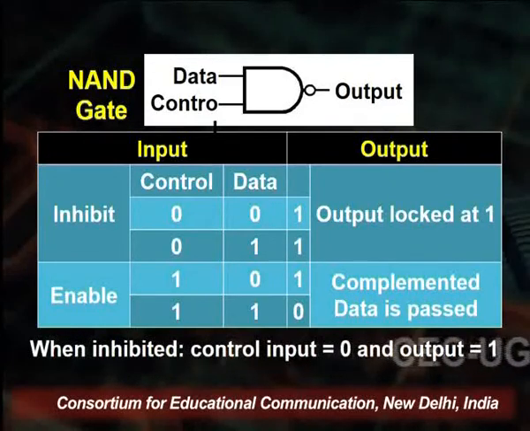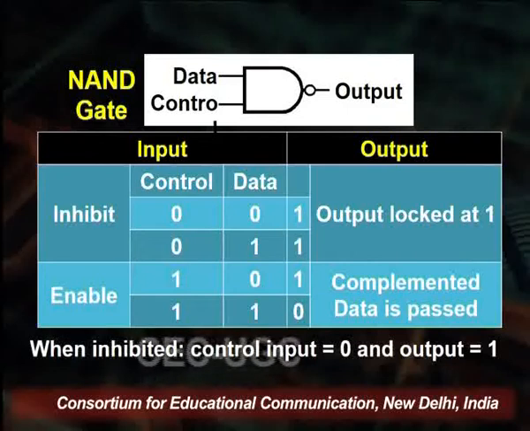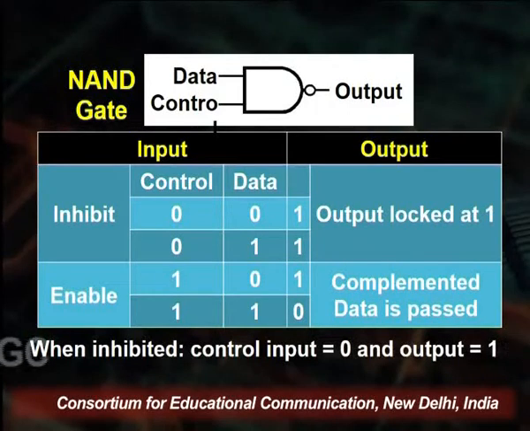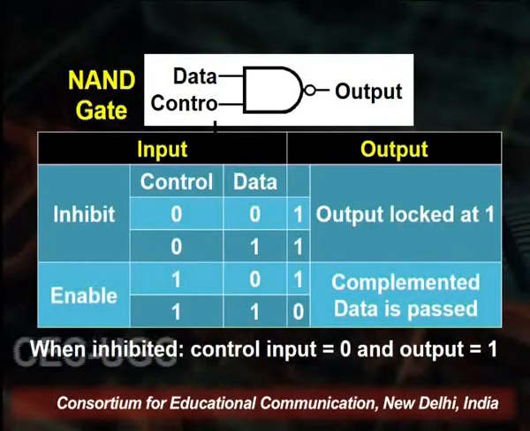For enabling, we turn the control to 1 and we see that whatever data we have, the output is the complement of the data. For the combination control 1, data 0, output is 1. That is, for 0 input data, we have 1 as the output. And for the other case, control 1, data 1, the output is 0. Since the data passes from the input to the output, we say that the gate is enabled, although we get the complement of the data at the output.